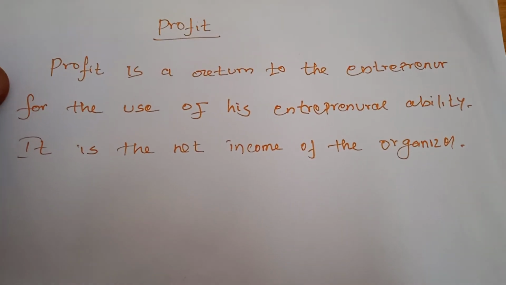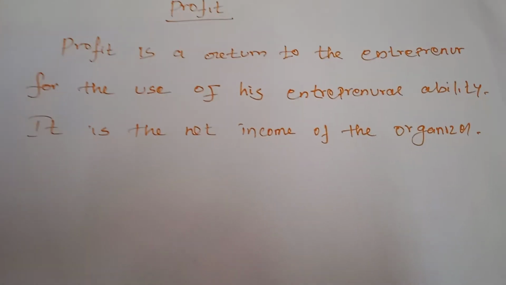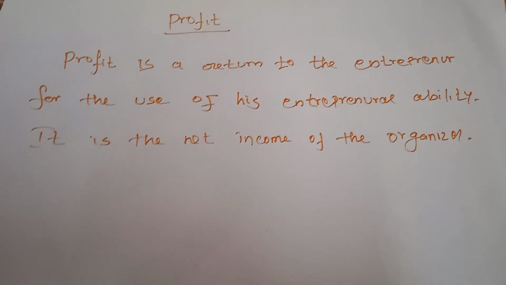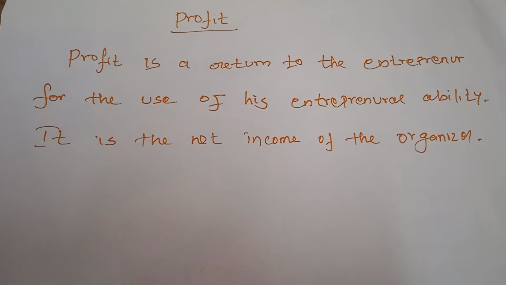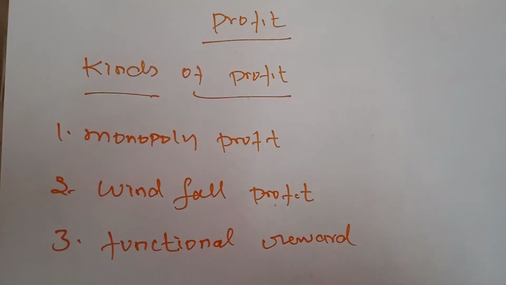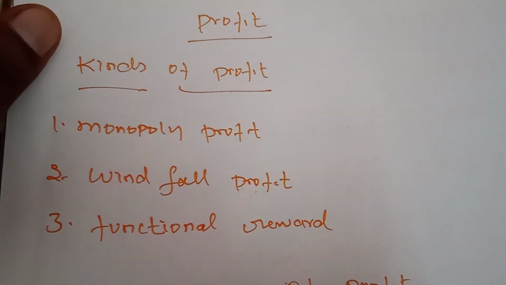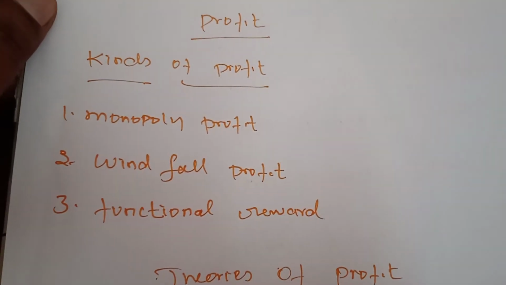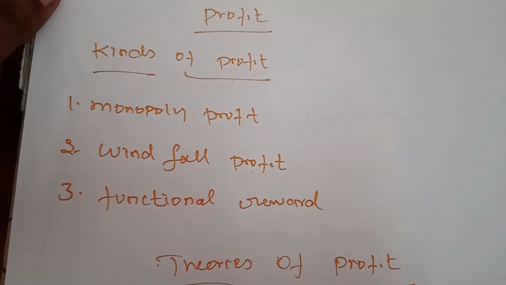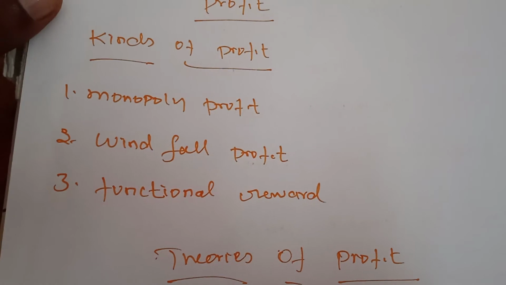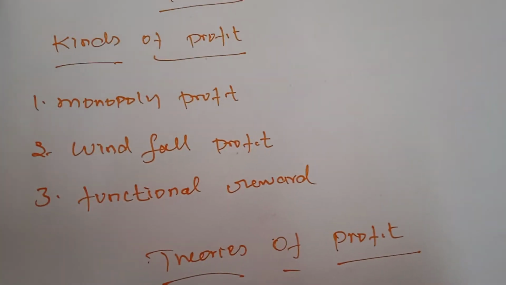If the entrepreneur, after providing the reward for all other three factors, has some possibilities, he will get the profit. The profit also arises in different forms. So there are kinds of profits. The three kinds of profits are available in business organizations.